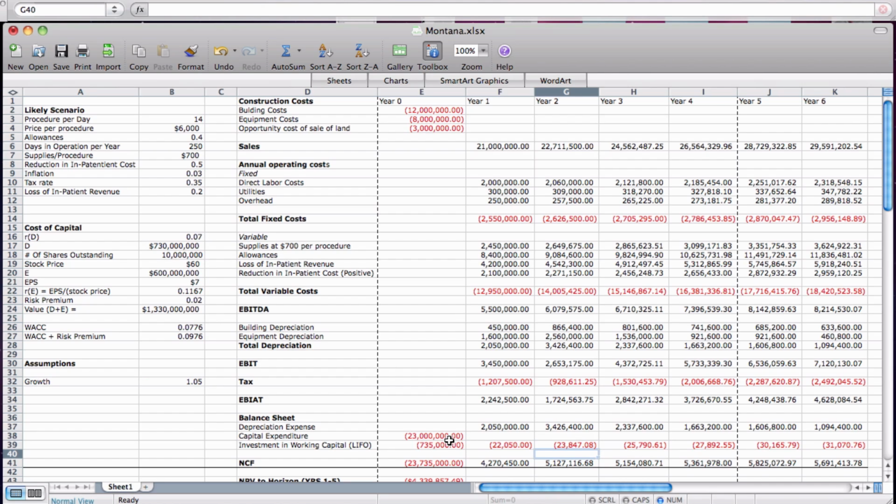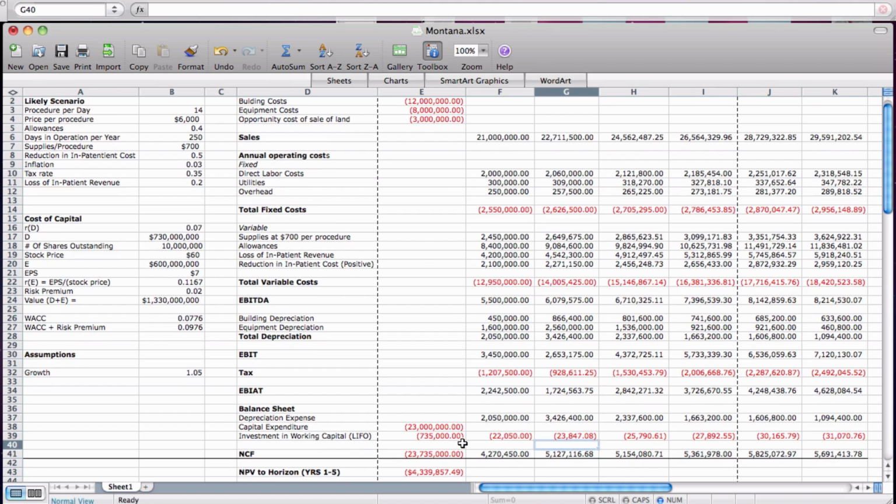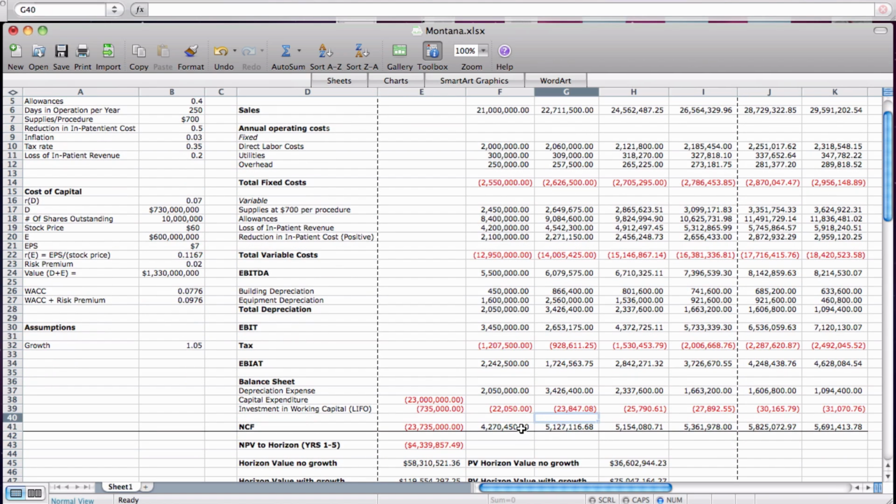So this just highlights another example of where common online tutorials miss out on the subtleties of the free cash flows valuation method. And so down here we have our net cash flows, and these are simply our EBIT plus our depreciation expense and minus our investment in working capital. That goes through all the way to year six.